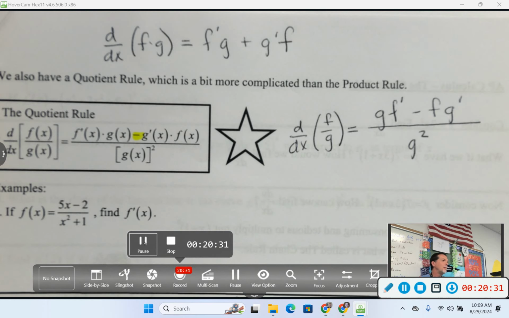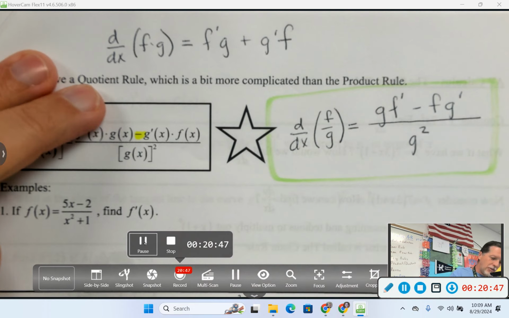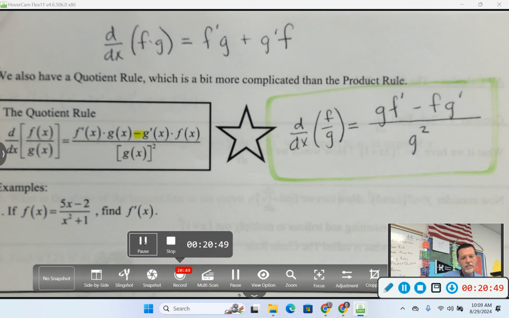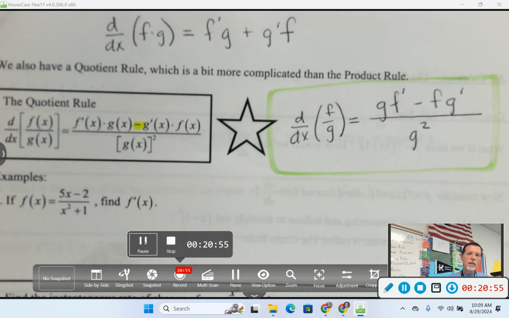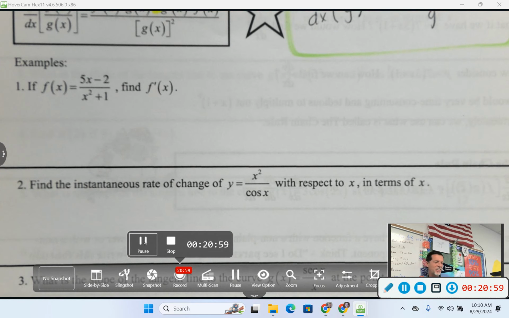Again, make some silly deal out of it, but that is the main thing that people mess up. They know it's one of them times the derivative of the other, and in product rule it doesn't matter, but in quotient rule it does. So whatever it takes to remember to keep the GF first so that the quotient rule works: GF prime minus FG prime over G squared. Okay, enough of beating that dead horse. Let's try an example here.